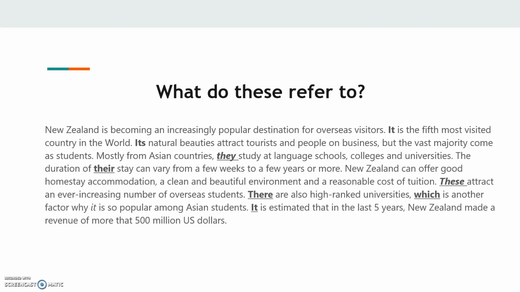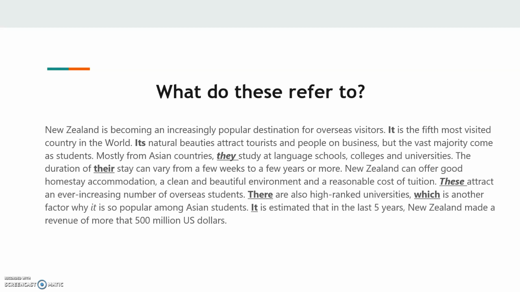In the second sentence, the reference word is a possessive pronoun. So the referent should also be a possessive noun. In this sentence, it's referred to New Zealand. Please don't forget to add apostrophe S after New Zealand. Let's move on to the third sentence.